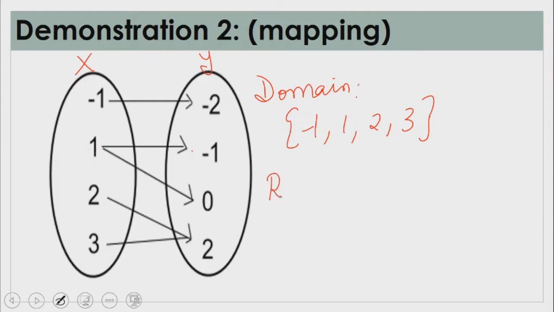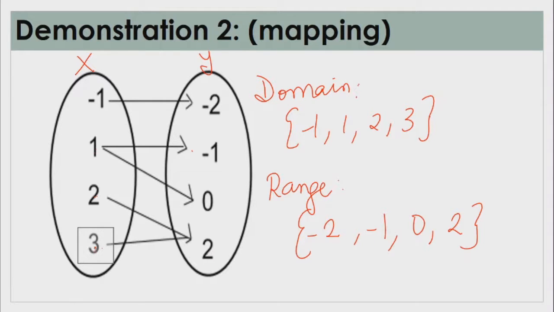So the range, in this case too, you need to order it from the minimum to the maximum, okay? 0, 2. The value of 2 maps to both 2 and 3. So 2 maps to 2, and 3 also maps to 2. When you are writing the range, only write the 2 one time, and that's it, okay?